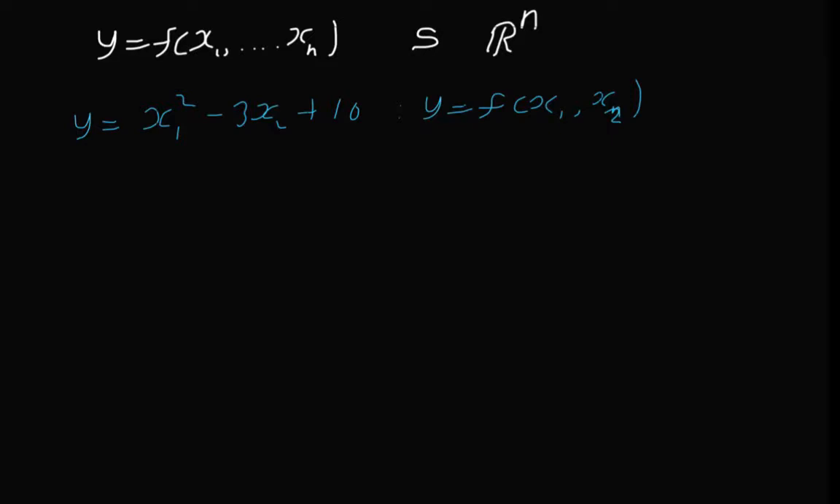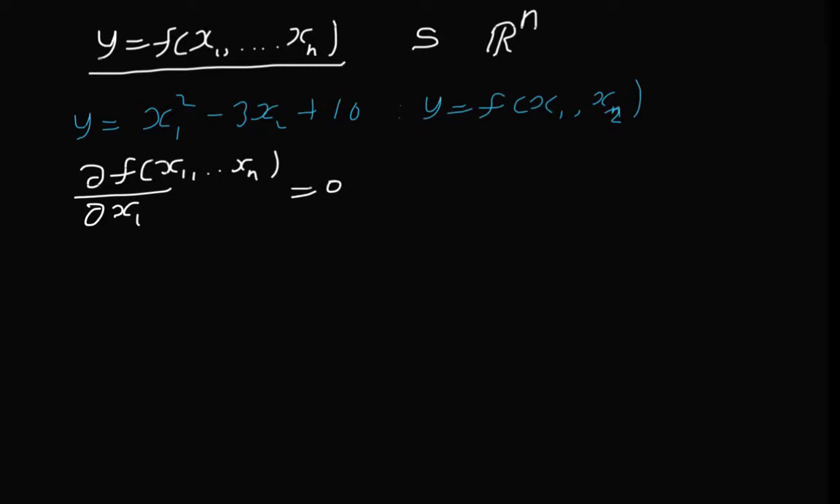Now let me explain how to find the minimum or maximum of this function. So how do we do that? First, get the partial derivatives and then set them equal to 0. Partial derivative of f(x1, ..., xn) with respect to x1, set this equal to 0, and go to the second one, the third one. Similarly, you can get the last one, partial derivative of f with respect to xn, set this equal to 0.